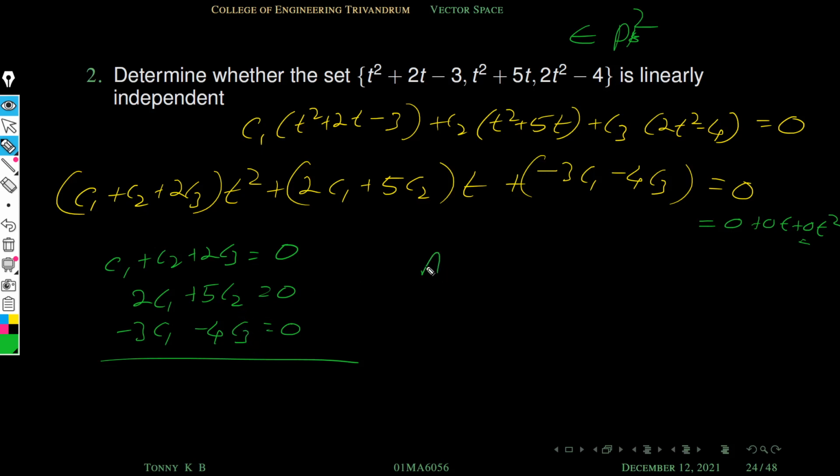We can convert this to the form Ax equal to 0. What is our x? x is nothing but C1, C2, C3. So our aim is to solve this linear system, to find this x. If x equals 0, then all the C's are 0, which means our set is linearly independent. If x is non-zero, then the set is dependent. You can solve the system by Gauss elimination or some other method.